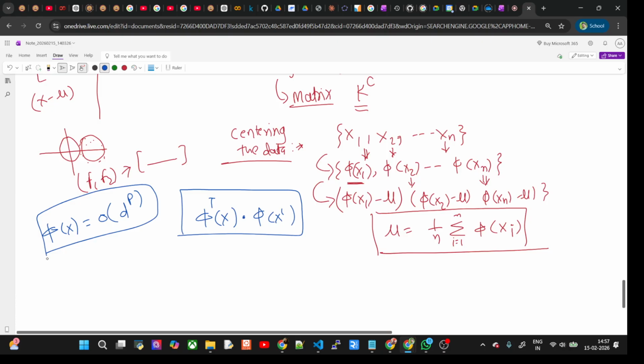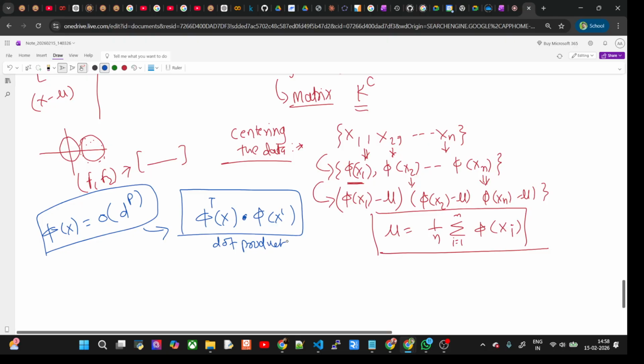Correct, there is a complexity of d raised to p, and I don't want to do that. That's the reason I actually went to this option. Why don't you go with that? Because this is complexity d raised to p, I don't want to do that, so I go with this dot product operation instead of calculating phi of x.